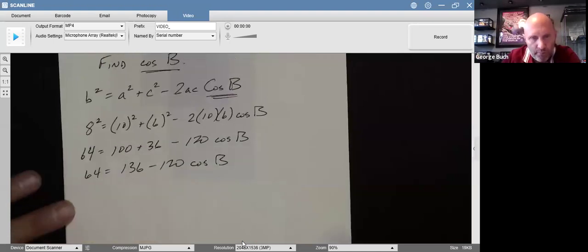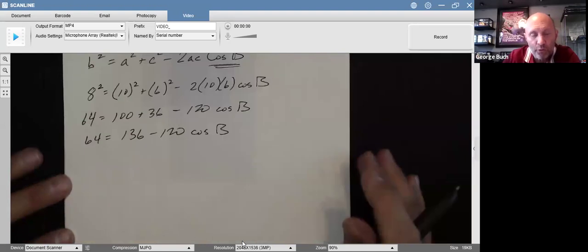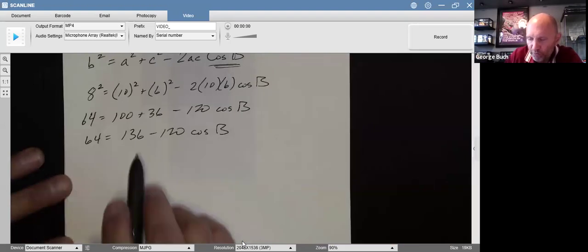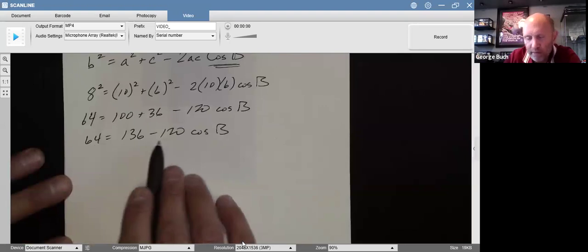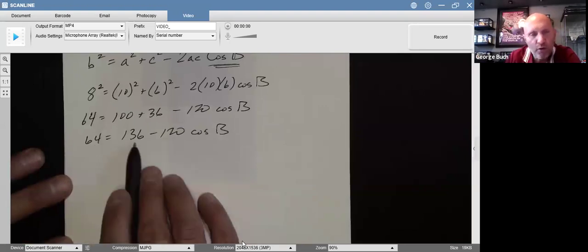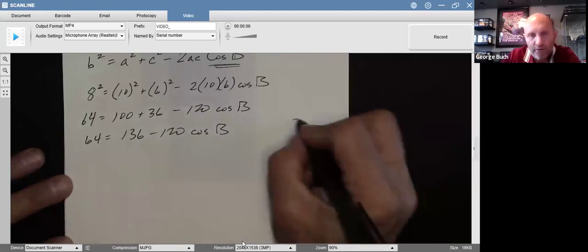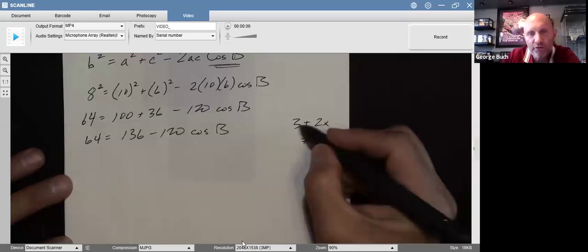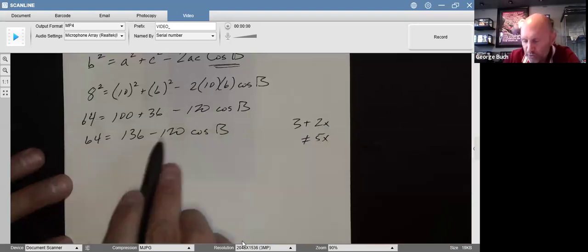Be careful here. This is where people's algebra skills or lack of algebra skills gets them in trouble, because this is not 136 minus 120. This is 136 minus 120 times cosine of B. So I can't say, oh, this is 16 cosine of B. It's the same if I have like 3 plus 2x. This is not equal to 5x because there was no x on the 3 to start with. So there's no cosine here, so I can't combine the coefficients.